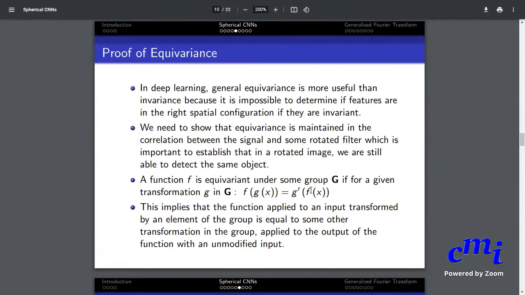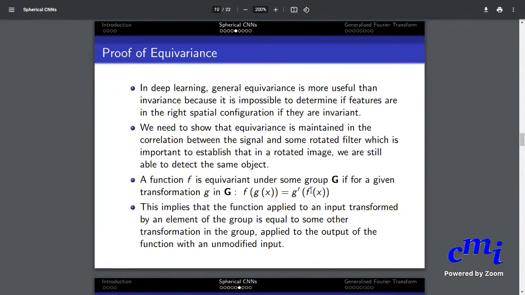So now we move ahead with the proof of equivariance. In deep learning, equivariance is generally more useful than invariance, because with equivariance it is possible to determine whether features are in the right spatial configuration. So we need to show that equivariance is maintained in the correlation between the signal and some rotated filter, which is important because we want to establish that in a rotated image, we are still able to detect the same object.